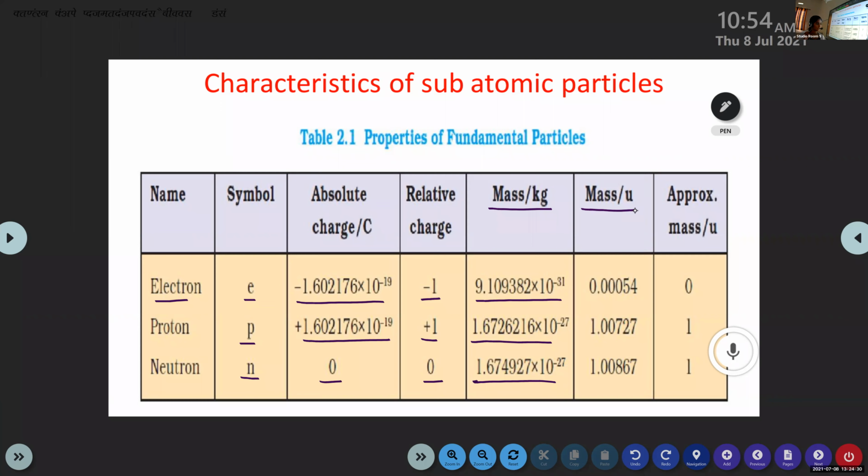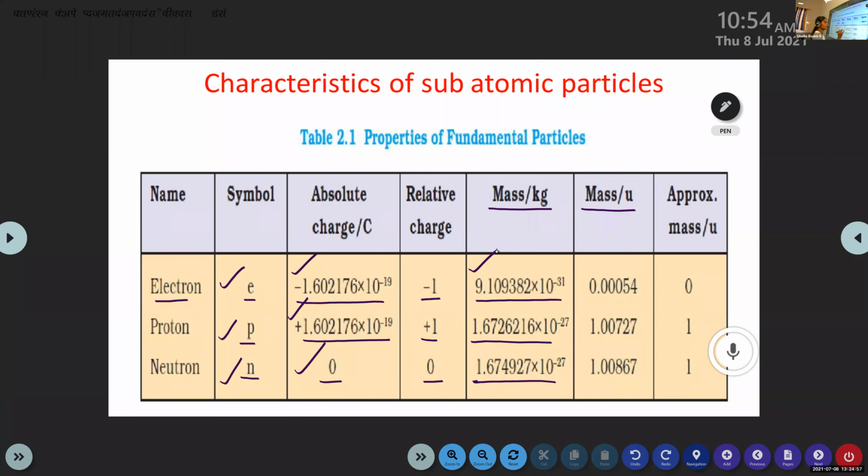Do you remember that one? In earlier times, atomic mass unit was used. Nowadays, we are using U. It stands for unified mass. Clear? So you have to remember the symbols. Then the charge of electron, proton, neutron, and mainly this charge and mass of electron, these are very important.